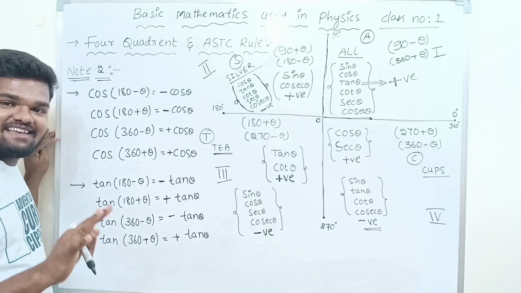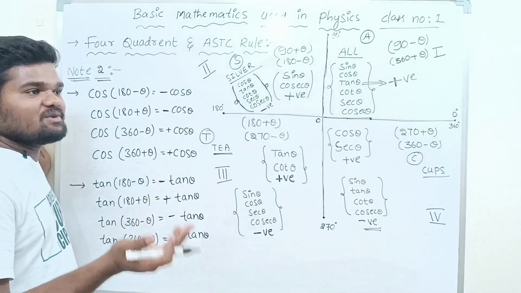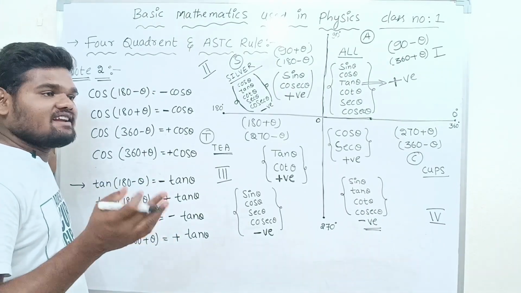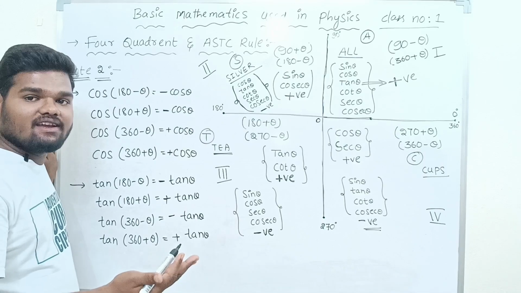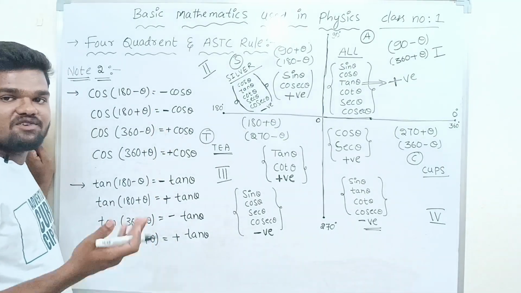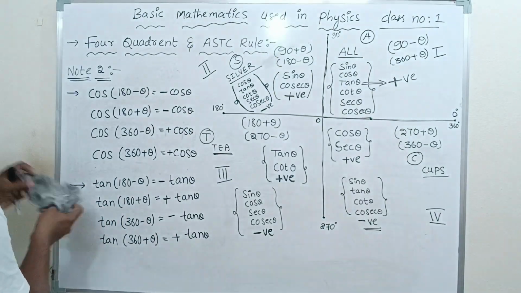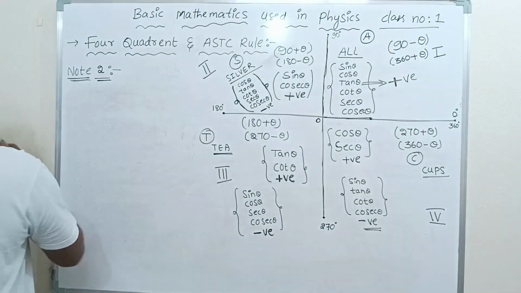Any doubts? Easy? Right. Now you can try to write for 180, 270, 360 and 90 degrees for the remaining trigonometric functions. We have tried three. Next, cot, sec, cosec. You will try for those three trigonometric functions. Okay? Right. Note number 3.